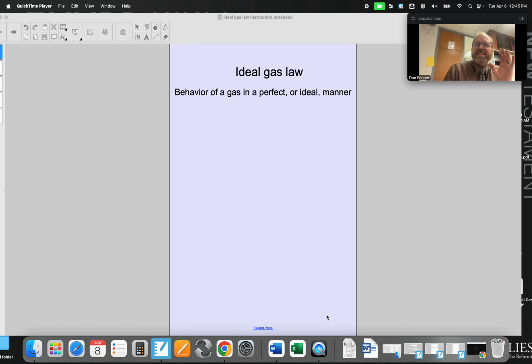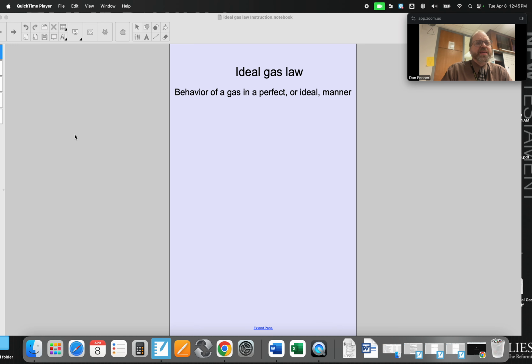The way to identify it, the way to make sure you know what it is, is that there's one set of conditions. One temperature, one pressure, one volume, one mass, one molecular weight, anything along those lines. So that's how we know what we're talking about.